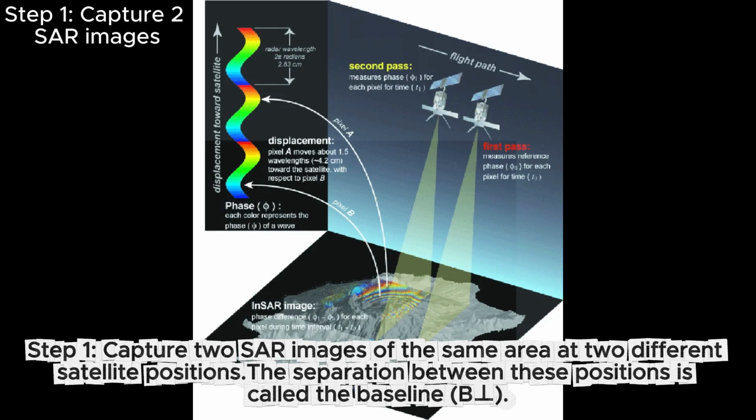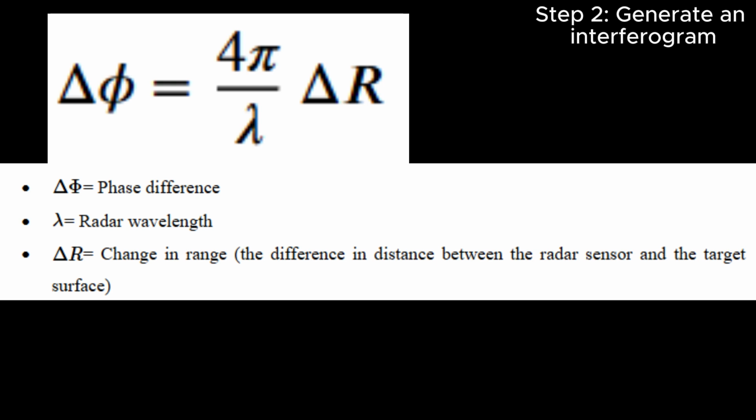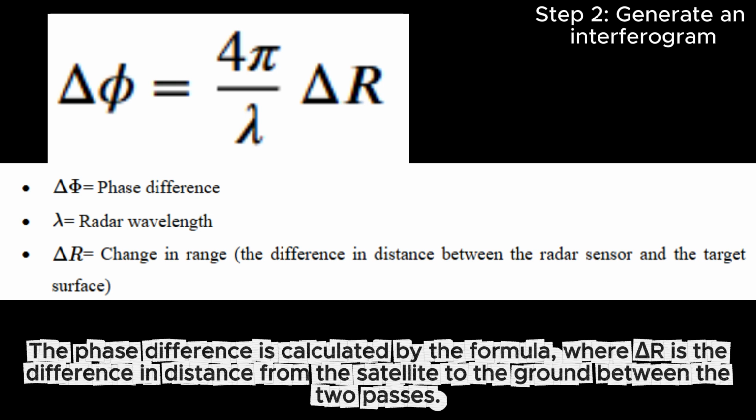Step 1. Capture two SAR images of the same area at two different satellite positions. The separation between these positions is called the baseline, which is perpendicular to the line of sight. Step 2. Generate an interferogram. The interferogram is created by comparing the phase of image 1 and image 2. The phase difference is calculated by the formula, where ΔR is the difference in distance from the satellite to the ground between the two passes.